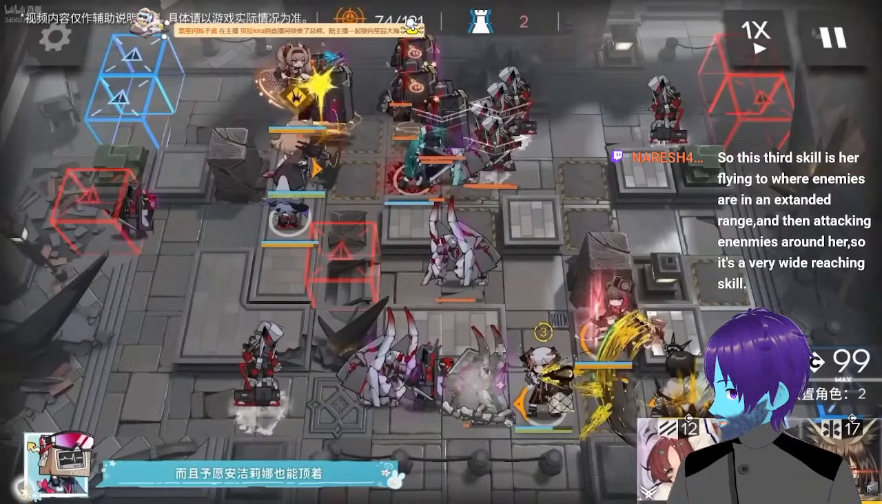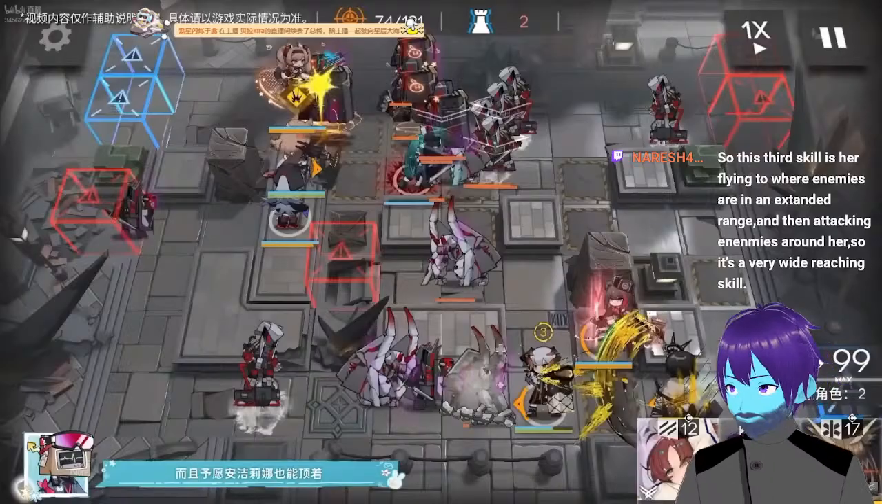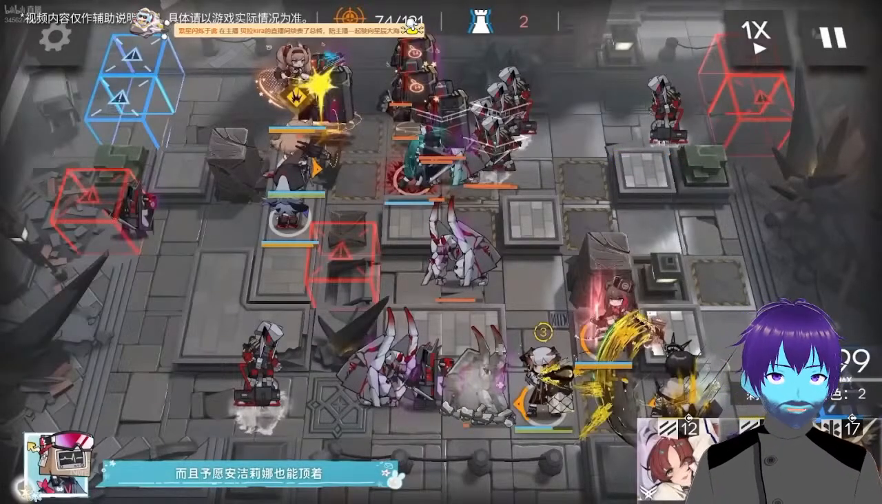Third skill is her flying where enemies are in an extended range and then attacking enemies around her. So it's a very wide-reaching skill. Okay. Yeah, that was about what I was seeing there.